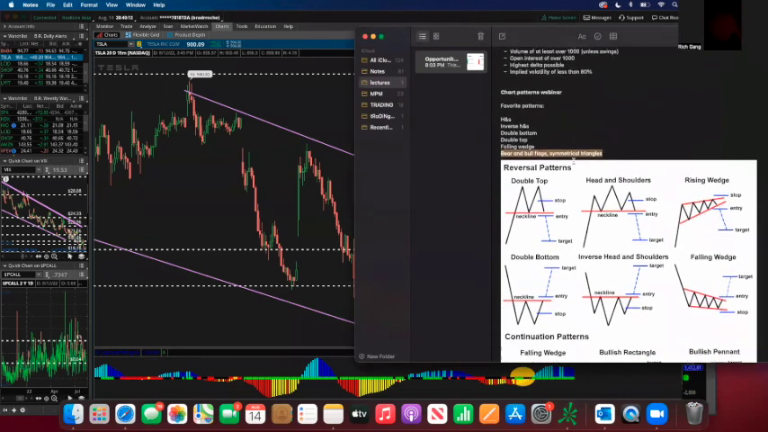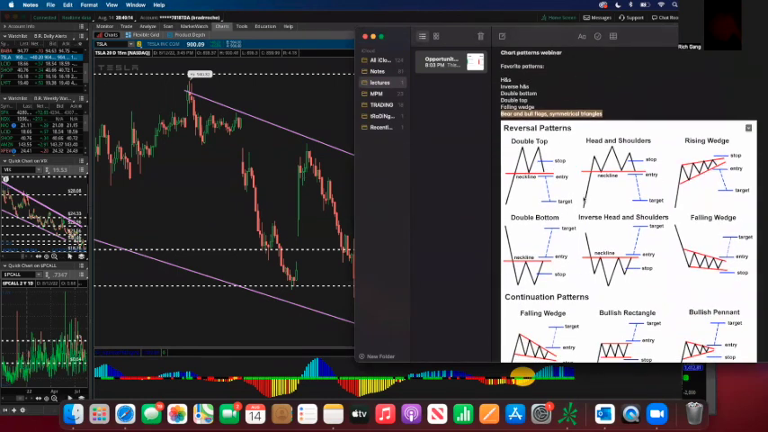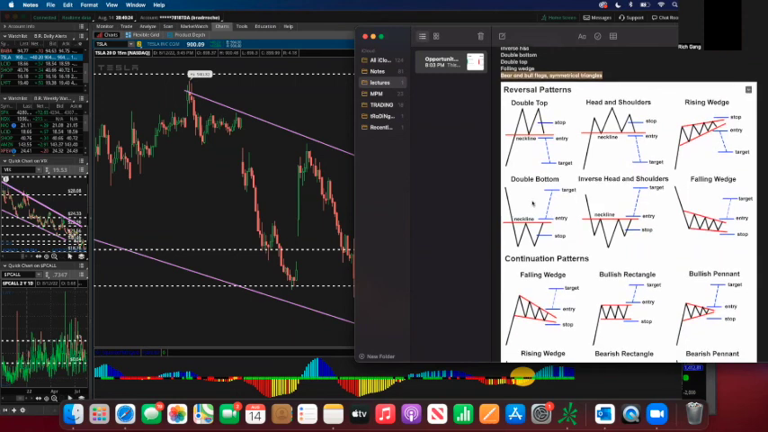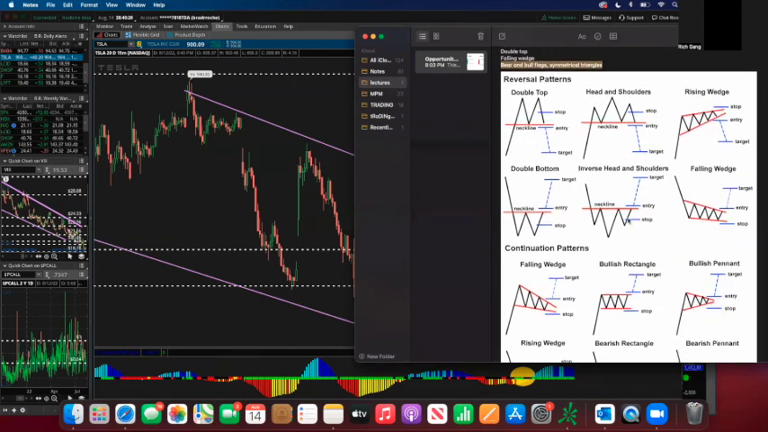Last thing, I want to just recap. These are the patterns I like to play. I like to play double top, head and shoulders. I don't like to play rising wedges. I lose them way too often, just personally. Double bottoms, love to play it. Inverse head and shoulders, love to play it.